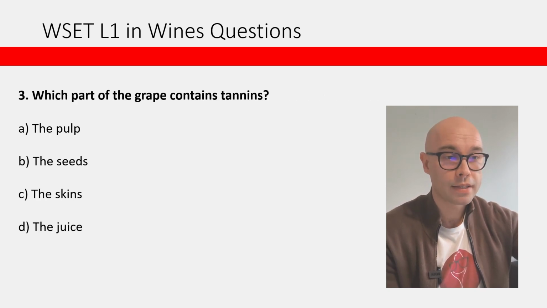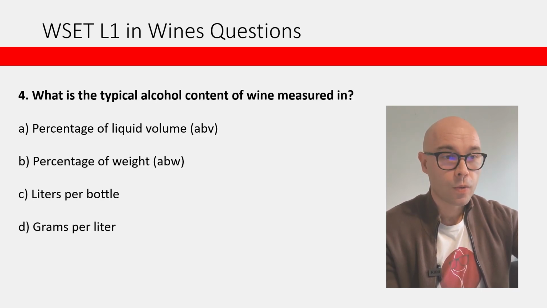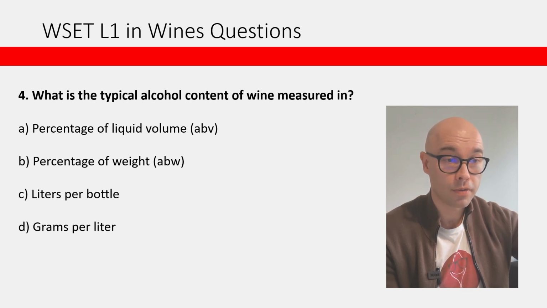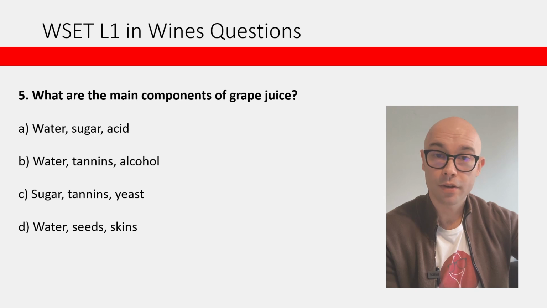Which part of the grape contains tannin? Pulp, seeds, skins, the juice. The correct answer is C, skins. What is the typical alcohol content in wine measured in? Percentage of volume, ABV, percentage of weight, ABW, liters per bottle, grams per liter. The correct answer is A, ABV. What are the three main components of grape juice? Water, sugar, acid; water, tannin, alcohol; sugar, tannin, yeast; water, seeds, skin. The correct answer is A, water, sugar, acid.